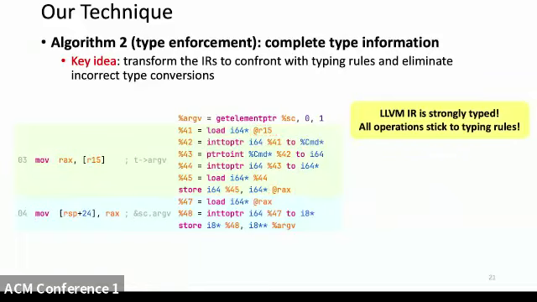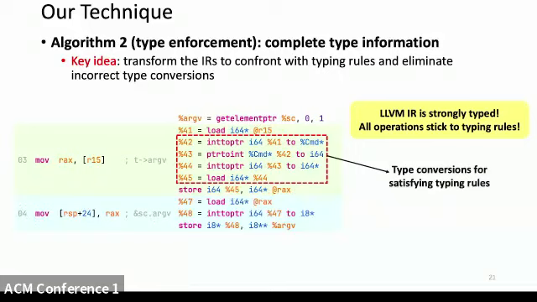So we observe that high-level languages like LLVM are usually strongly typed, meaning that all operations on related values must stick to typing rules. Therefore, improperly typed values must be explicitly converted to satisfy those rules, which results in a large number of type conversions in the translated IRs. So our idea here is that if we can eliminate such type conversions while still keeping the validity of the IRs, then all the operations can be assigned proper types.